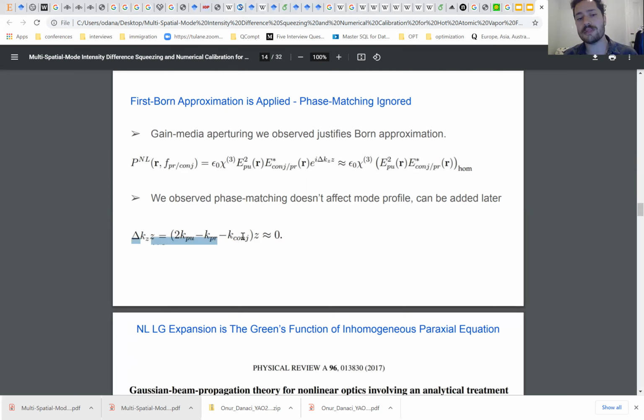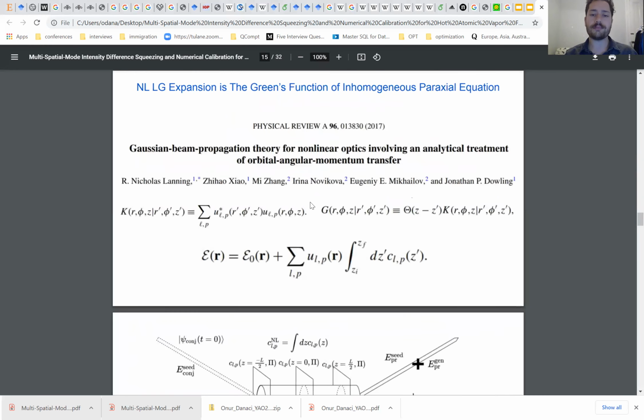Also, in this experiment, we see that phase matching can be ignored up to the very end. Meaning that we can use the first Born approximation to model this kind of system, using this overlap profile to calculate what kind of beams are amplified. And this corresponds to 3D overlap integrals, unlike the 2D case, a 3D LG mode decomposition, and this corresponds to the Green's function of the paraxial wave equation.